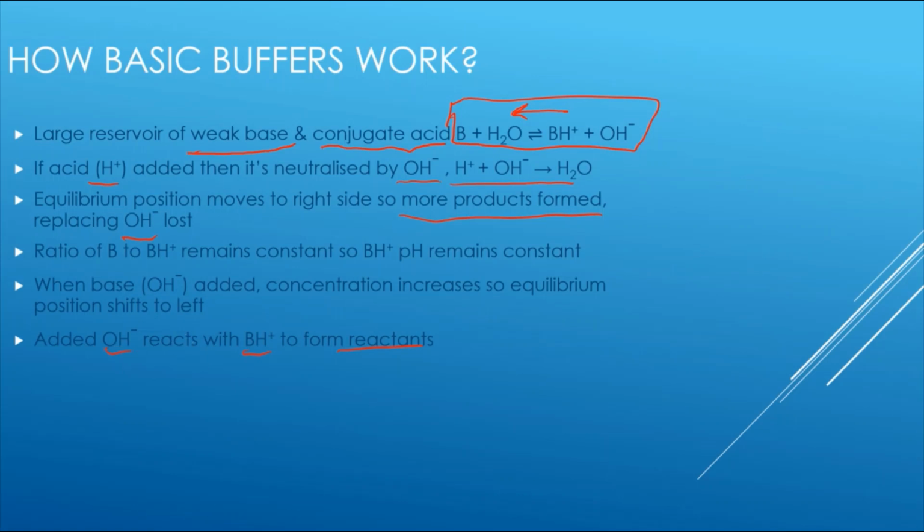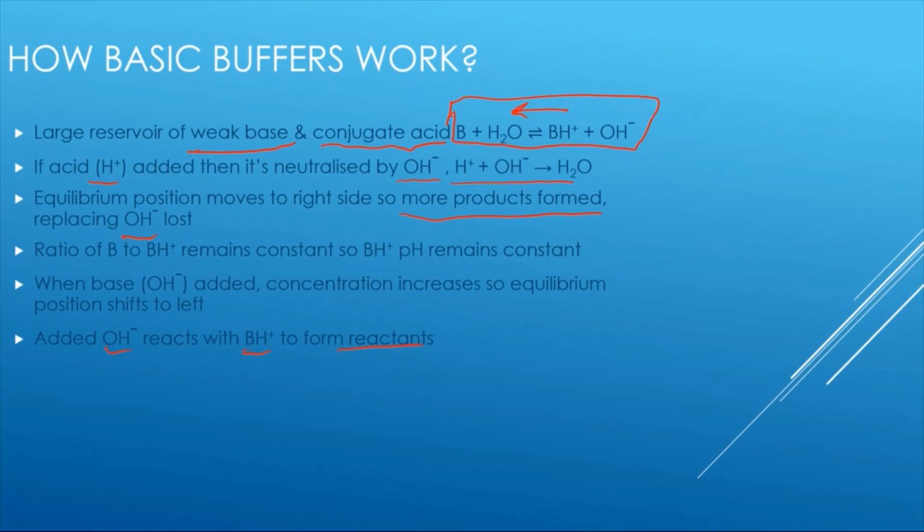Remember that because we have a large reservoir of this B and BH plus, we can easily react the OH minus with that BH plus. So this is forming more of the B and H2O, and we end up getting rid of the OH minus that we added to this. So the OH minus can't react with the H plus, and the concentration of H plus would stay nearly the same as the original concentration. So that's why the pH would also stay constant.